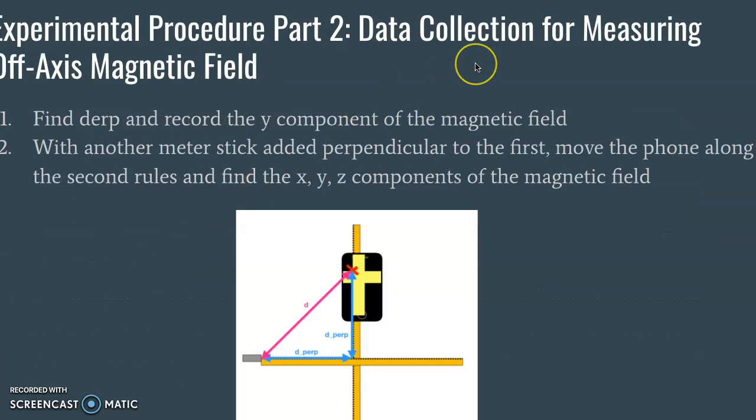The second part of this lab focused on data collection for measuring off-axis magnetic fields. We began with finding d perpendicular and recording the Y component of the magnetic field, then added another meter stick perpendicular to the first, and moved the phone along the second ruler to find the X, Y, and Z components of the magnetic field.